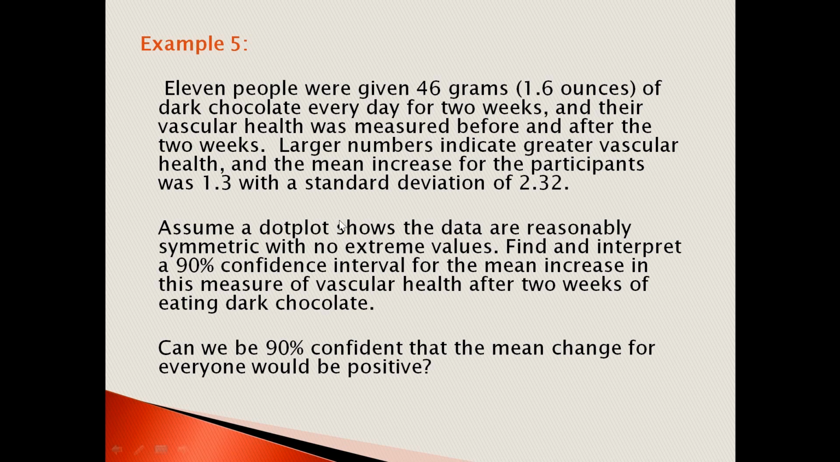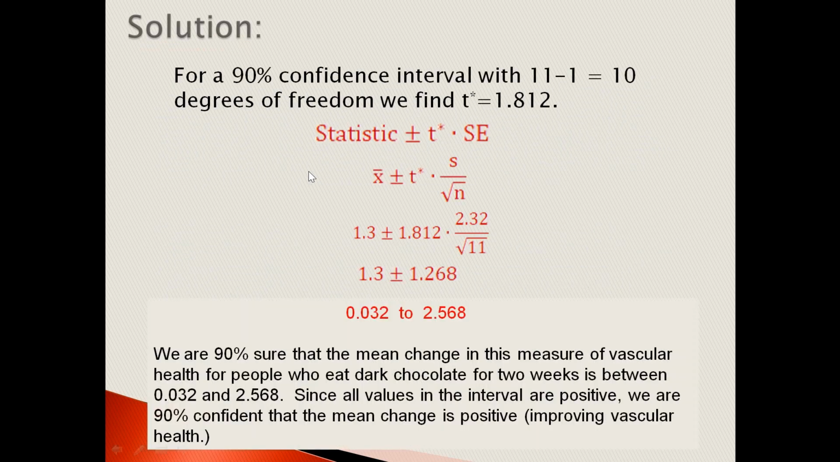So, to find the 90% confidence interval, we need the statistic, which I'm given, plus or minus the t-star for the 90%, which I'll find using StatKey, times the SE. Again, the SE was the standard deviation, which I also have, divided by the square root of the sample size. And in here, I have the sample size given to me in words, 11 people. So let's do this. So plug in. Statistic is 1.3 plus or minus t-star times SE.